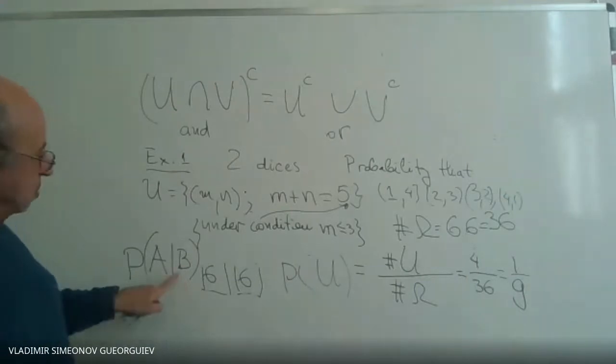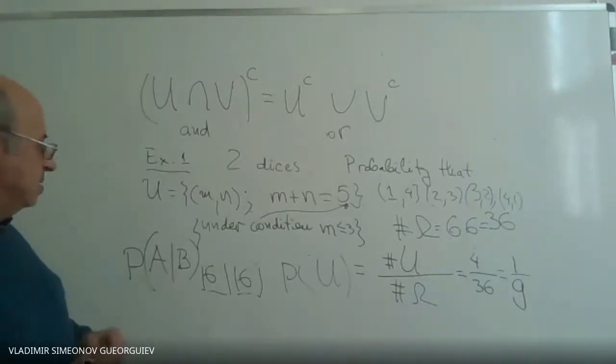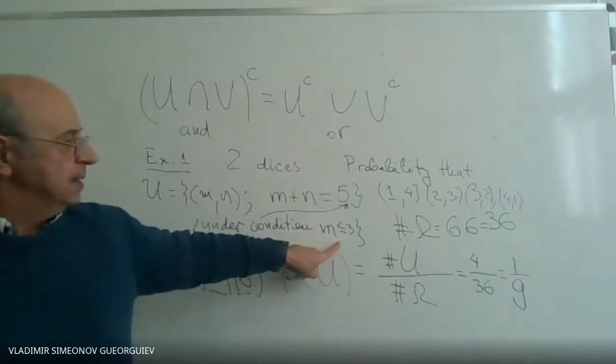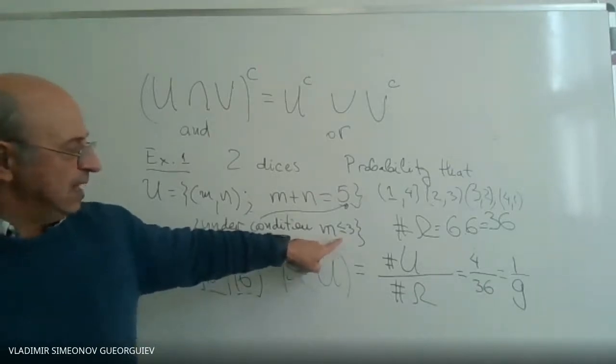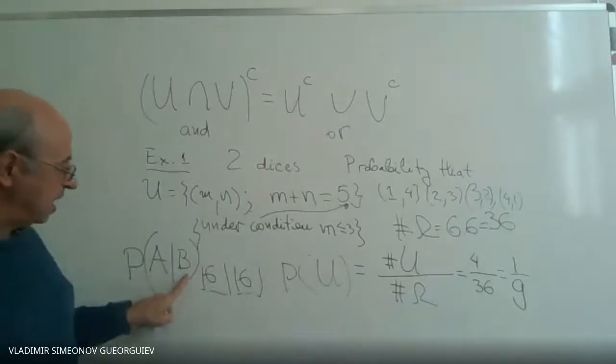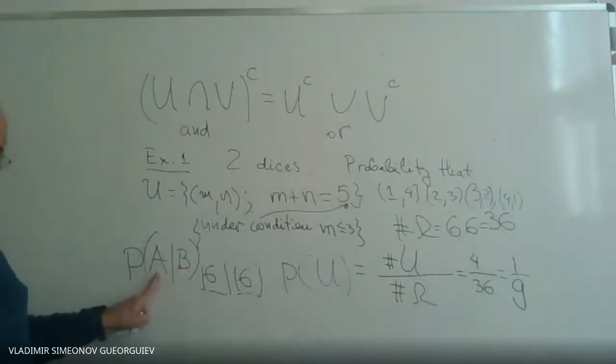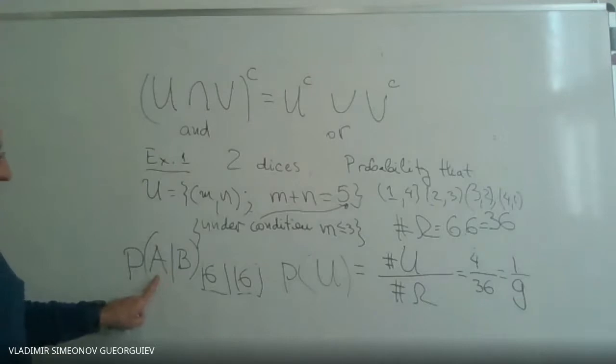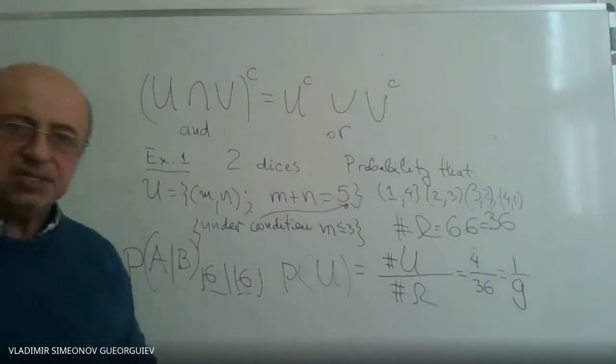We shall see how we can first see all possible cases of exits such that n is smaller than 3. So we count B, we count the number of elements of A, and then we find the formula to compute the probability of the event A under the condition B. This we shall do the next time.